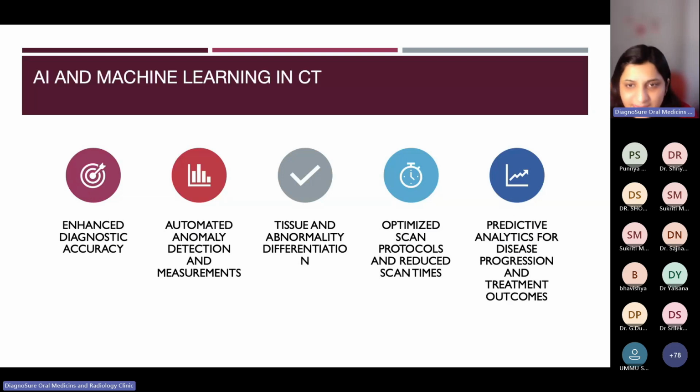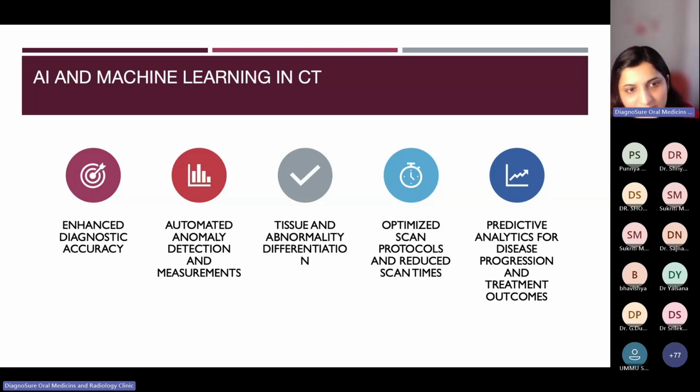Talking about the advancements, AI and machine learning, these are the newer technologies which are transforming CT imaging by enhancing image analysis and interpretation. These technologies improve diagnostic accuracy through advanced algorithms that can detect anomalies on their own without any intervention from a radiologist. They can automate measurements, assisting in distinguishing between different types of tissues and abnormalities.